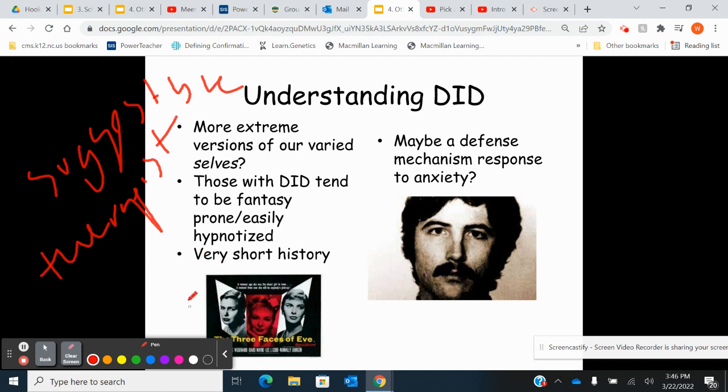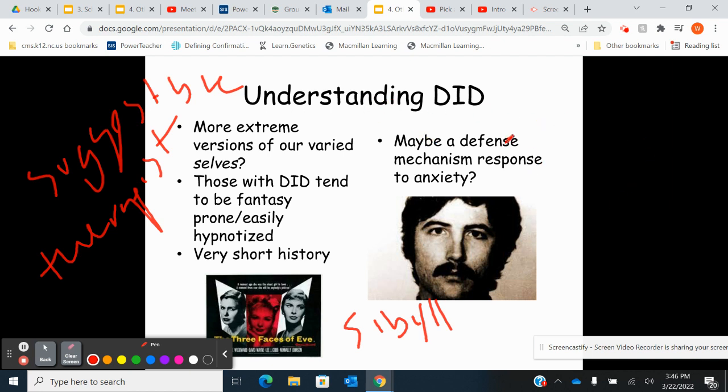This has a very short history. This really didn't rise to prominence until the 1950s. There's a movie that came out called The Three Faces of Eve. And then following that, a movie called Sybil, in which it came out later that this woman who the therapist claimed had multiple different personalities, they were essentially created by the therapist through the suggestion of the therapist.